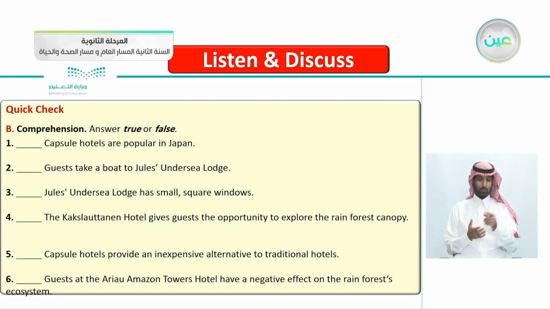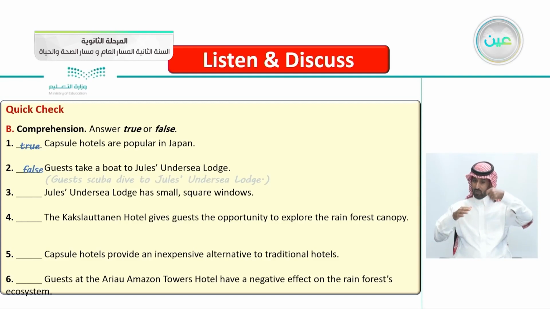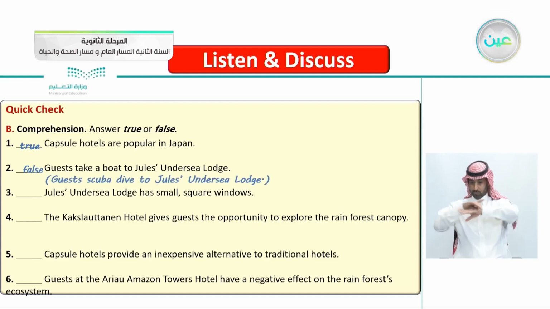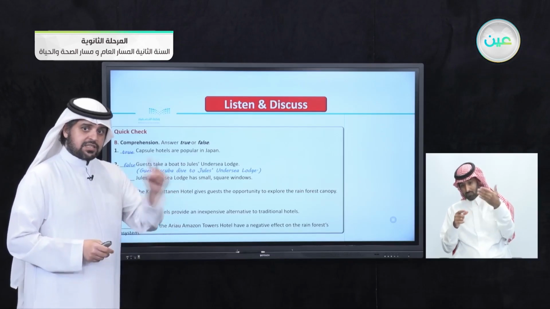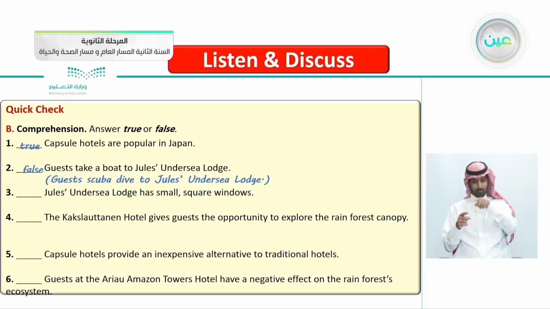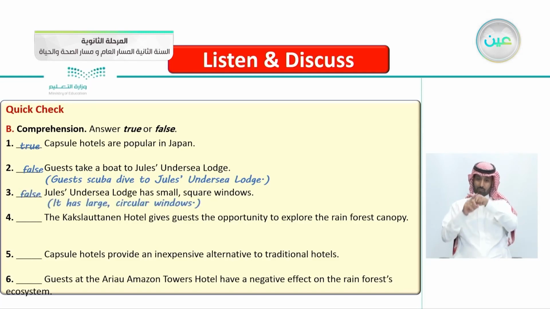The second question here, the quick check, comprehension. Answer true or false. Number 1, capsule hotels are popular in Japan. That's correct, that's true. Number 2, guests take a boat to Jules Undersea Lodge. How do they get there? Using a boat? No, of course. It's false. Guests scuba dive to Jules Undersea Lodge. Number 3, Jules Undersea Lodge has small square windows. Is it square? Of course not. It's false. It has large circular windows.